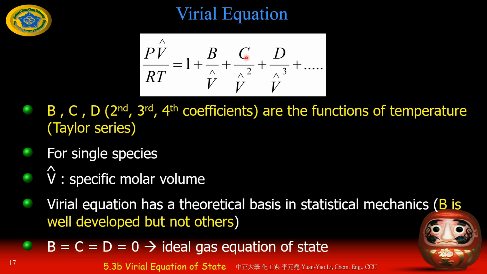So if B, C, D equal to 0, that means this term will become 0, this term will become 0, and also this term becomes 0. This will be the ideal equation of state, right?